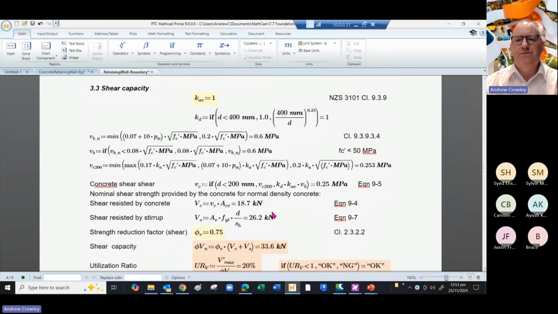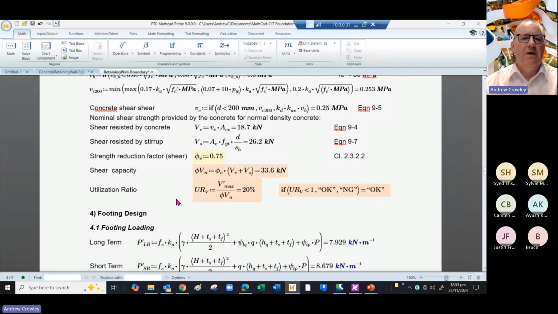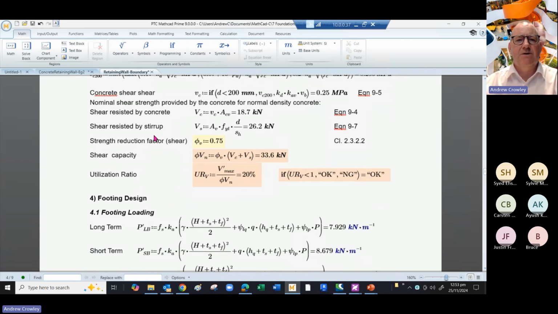In terms of shear, NZS 3101 gives you a whole series of equations to work out what the shear capacity is, depending on how thick and how strong your concrete is. It pops out that your VC, your basic concrete shear strength, works out as 0.25. The shear resisted by the concrete, therefore, is 18.7.